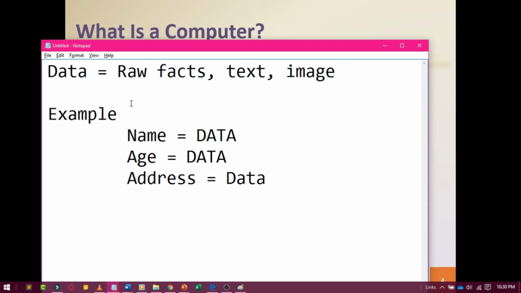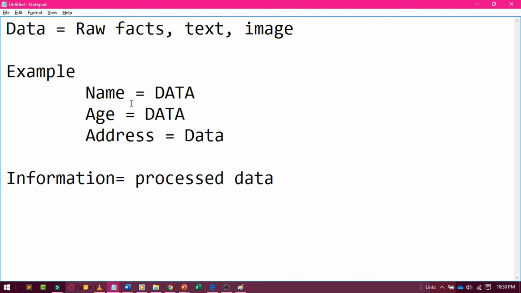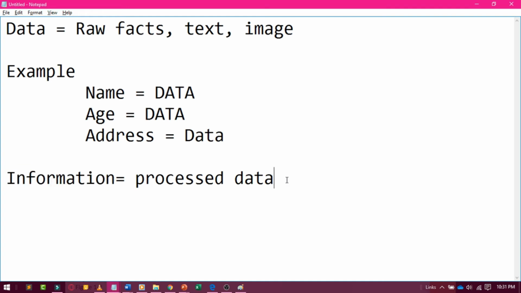Now, ano yung information? Once the data are gathered and processed, we can consider that as information. For example, pag sinabi naman natin information, these are the processed data. So hindi ibig sabihin na data, it's already an information. Because data is just a single entity, na binigyan ka lang ng name or age or address. But pag sinabi naman natin information, it is processed data.